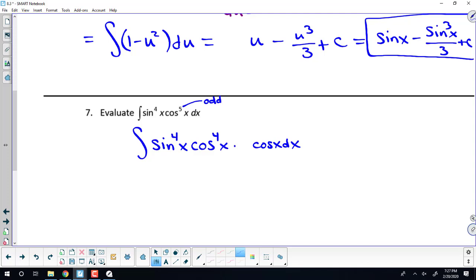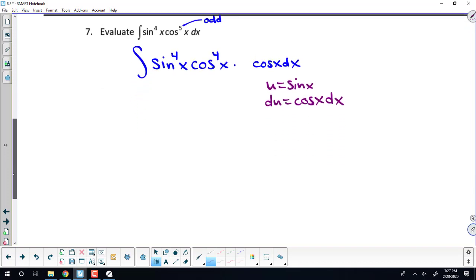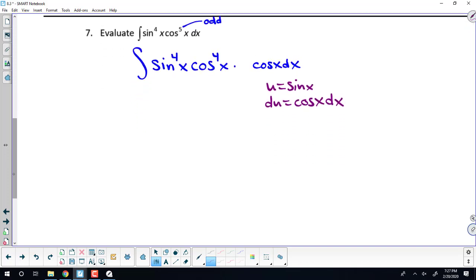So once again, since it's cosine x dx, that's like our du. We want our u to be sine of x. So u is sine, du is cosine x dx. So let's put this in here. We've got the sine to the 4th taken care of. That's u to the 4th. We've got cosine x dx, that's du. What are we going to do with cosine to the 4th?